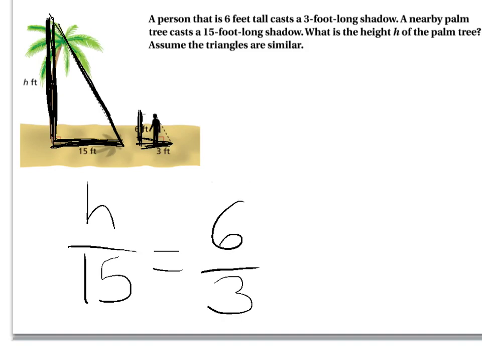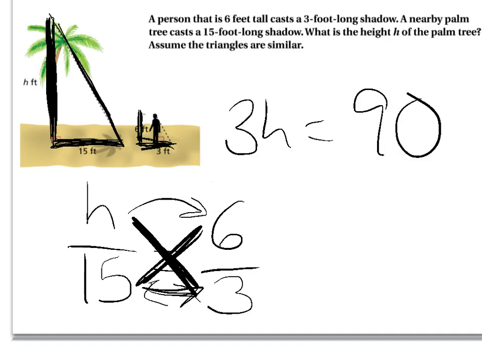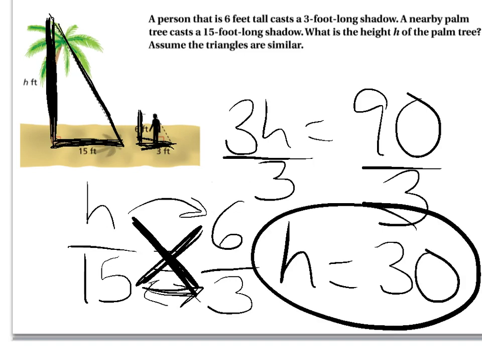Now, you don't have to do it that way. You just have to make sure that your 15 and your 3 line up with each other right here, and your H and your 6 line up with each other, because that's ultimately what we're after. I'm going to cross multiply these two right here. I'm going to get 3h equals 15 times 6 is 90. I'm going to divide by 3 on both sides, and I'm going to get h is a 30-foot tall tree. Just kind of a fun example of how you can solve proportions with similar figures.